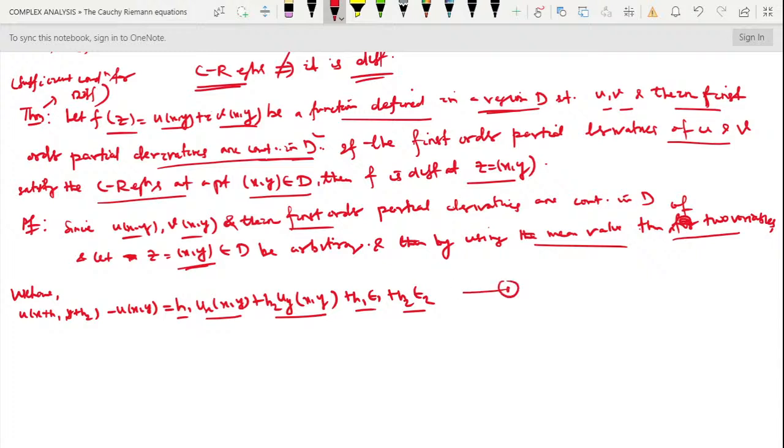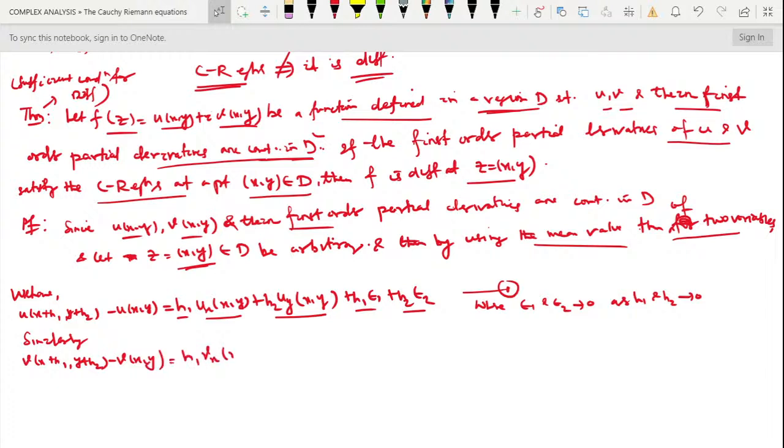Okay, let this be equation 1, where epsilon 1 and epsilon 2 tend to 0 as h1 and s2 tend to 0. Similarly for v, we can write v of (x plus h1, y plus s2) minus v of (x, y) is equal to h1 vx at (x, y) plus s2 vy, plus h1 epsilon 3 plus s2 epsilon 4.